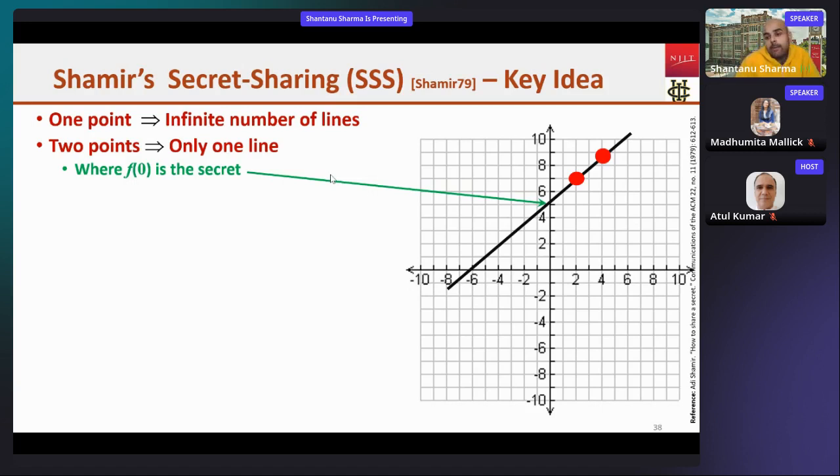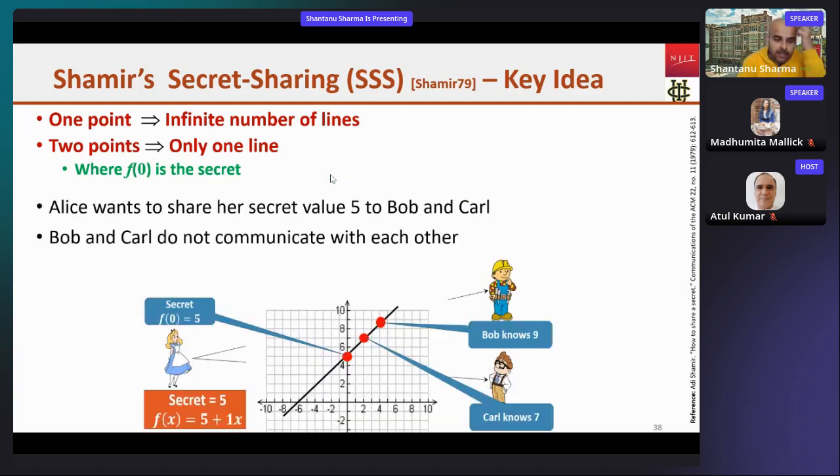However, if I give you 2 points on the line, then definitely there will be a single line we can draw passing through these 2 points. And wherever this line crosses the y-axis, this is the secret value. For example, if I have secret value 5, I can draw a random line passing through 5 and pick any two points that can behave as secret shares. So let's see this in detail.